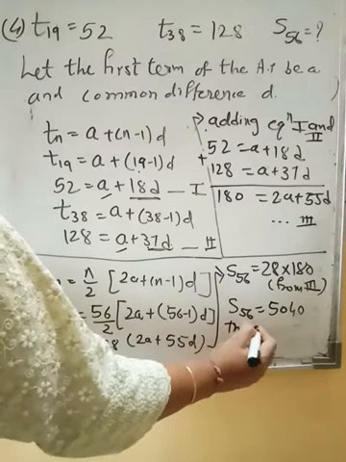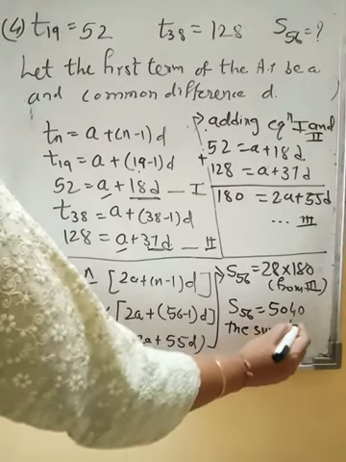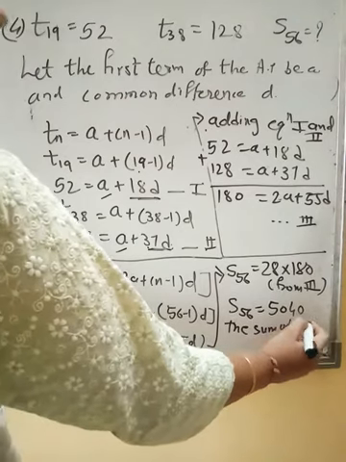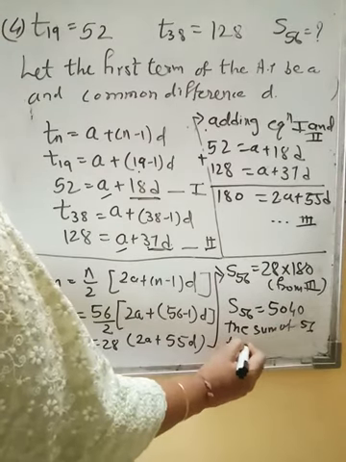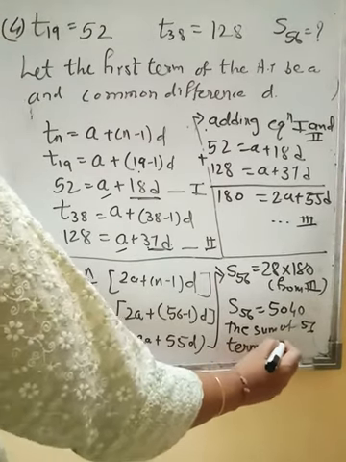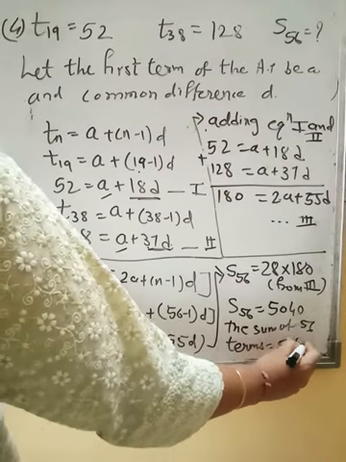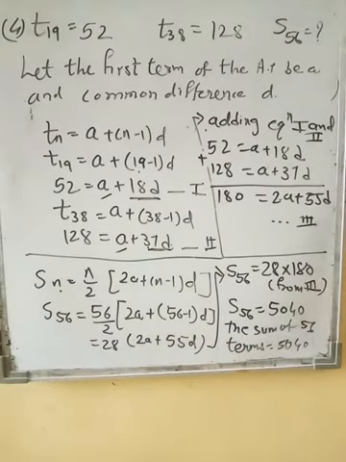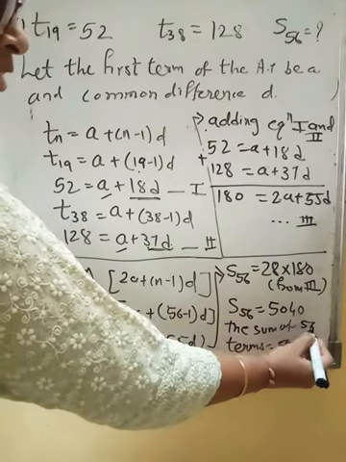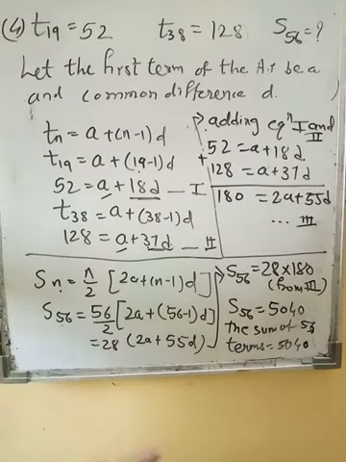So the sum of 56 terms is equal to 5040. This is the final answer. 5040. This is 56 terms and it is 5040. Write it down quickly.